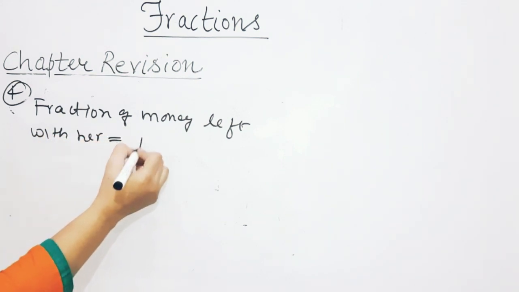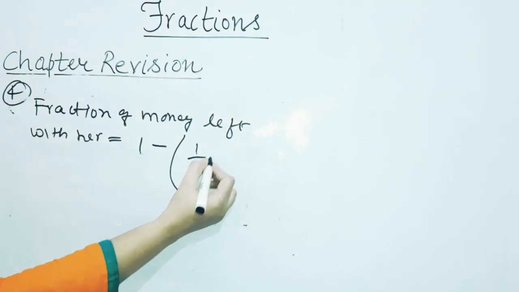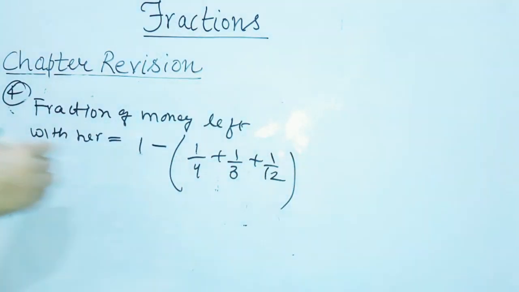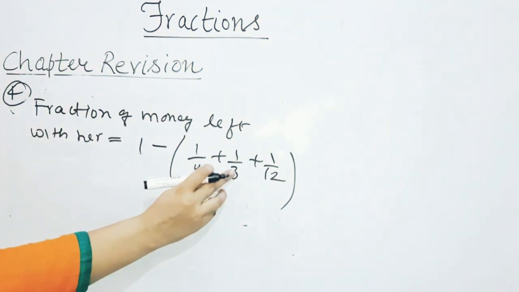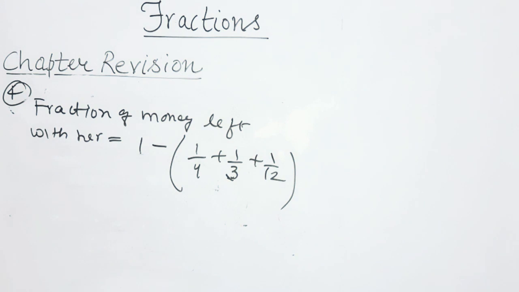So to find out this, होल का आपका फ्रैक्शन हुआ 1. So 1 minus 1/4 plus 1/3 and 1/12. Now what is the LCM of 4, 3 and 12? If you know the answer, please pause the video and reply to me in the comment section. Yes, the LCM of 4, 3 and 12 is 12 only.